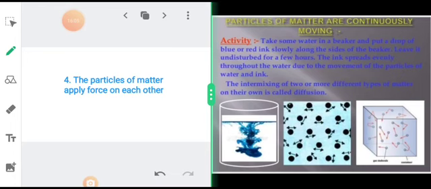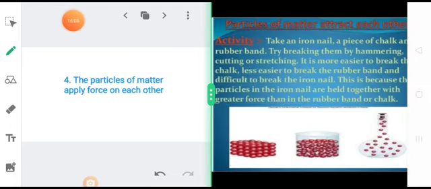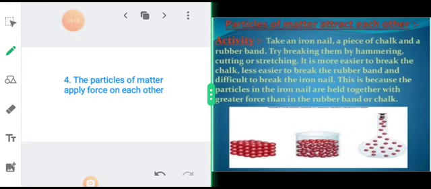Lastly, the particles of matter apply force on each other. So for this we will consider an iron nail, a piece of chalk and a rubber band. We'll try breaking them by hammering, cutting or stretching. Now would it be easy to break all these objects? It is easiest to break the chalk, less easy to break the rubber band because it is stretchable, and difficult to break the iron nail.